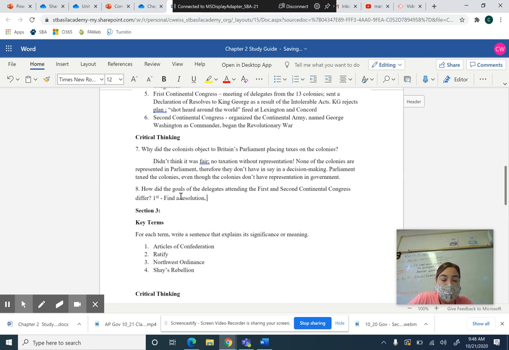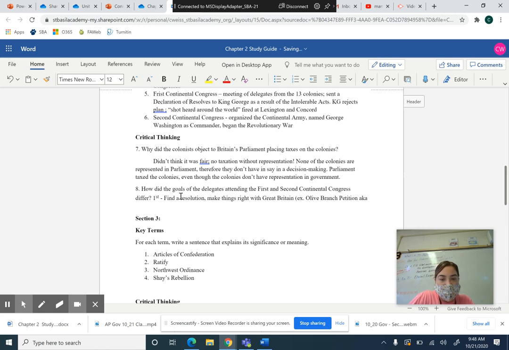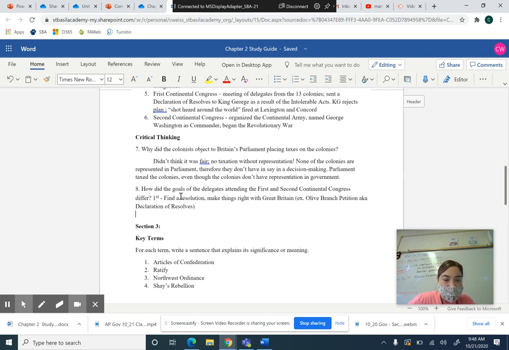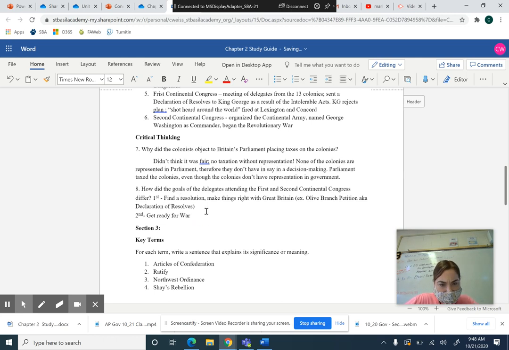So the first one is to find a resolution, make things right with Great Britain. An example of this would be the Olive Branch Petition, AKA the Declaration of Resolves. And then the Second Continental Congress was to get ready for war. Because ultimately, this was rejected. The king rejected the First Continental Congress's Declaration of Resolves to make things right, and so that led them to get ready for war.